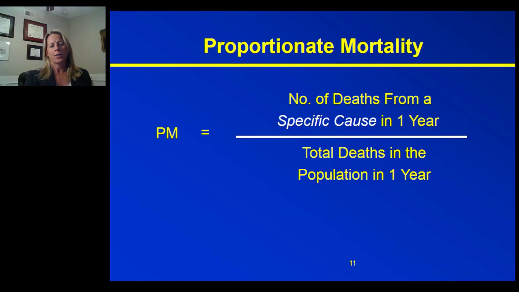The next concept is proportionate mortality. And as the term sounds, it's basically implying the proportion of mortality associated with a specific cause of disease over the total number of deaths in a population. And again, what's important to note here is that the numerator and the denominator are using the same time period of, in this case, 1 year. And the denominator in this instance comprises all deaths.